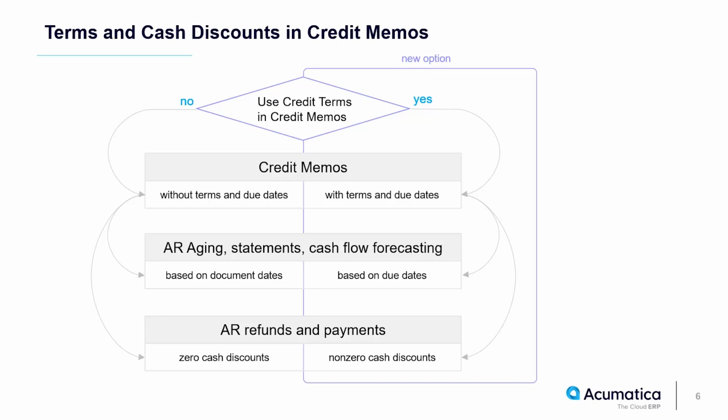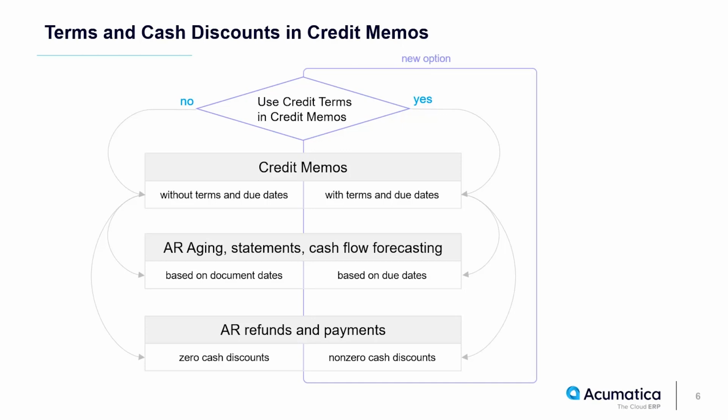To address these issues, we have introduced the new setting, Use credit terms in credit memos, on the AR preferences form. This setting enables the terms box for credit memos in accounts receivable and order management. Once terms are specified for a credit memo, the system will calculate a due date and a cash discount amount according to the terms condition, just as it does for invoices.